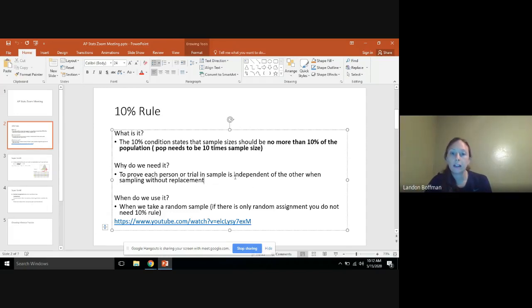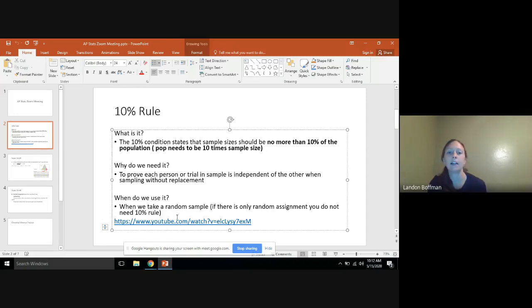So if it asks why you need it, that would be the answer: to prove that each trial in the sample is independent when sampling without replacement. And when do we use it? Anytime we take a random sample without replacement. So if you're doing an experiment and you only have random assignment, you don't need the 10% rule.